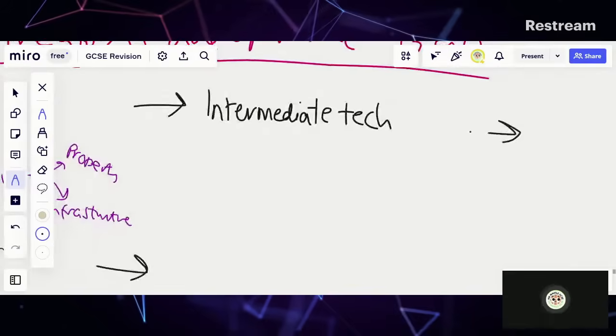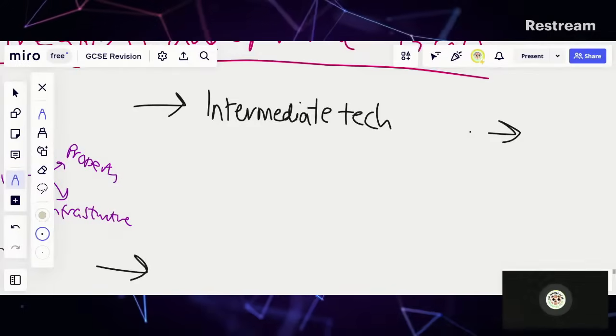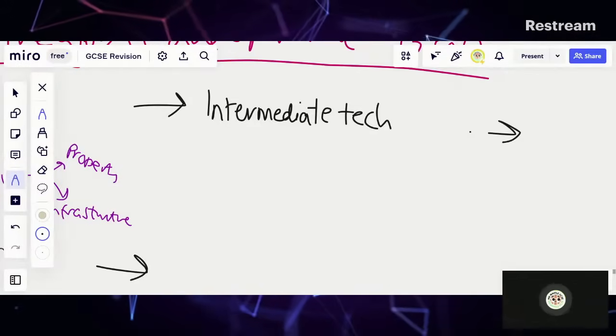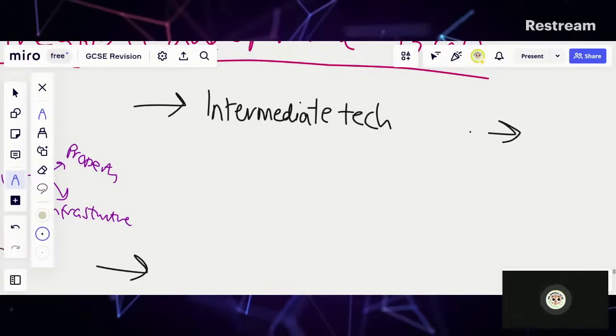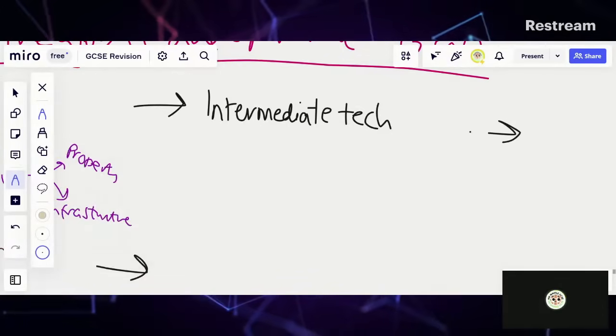So intermediate tech basically includes tools, machines, systems, things that improve the quality of life, but are also really simple for the locals to use and also affordable.